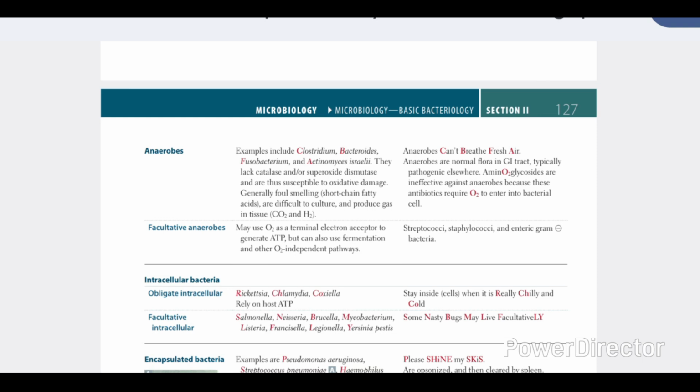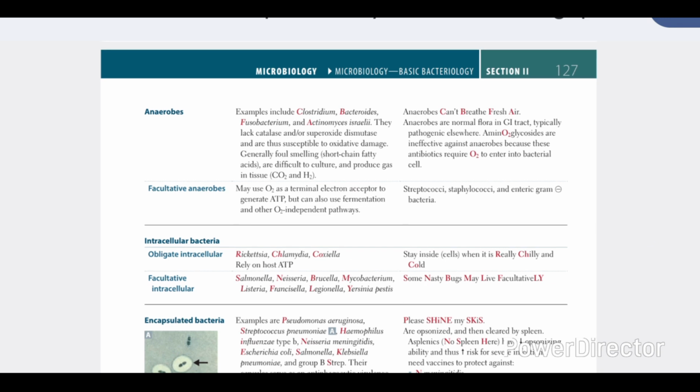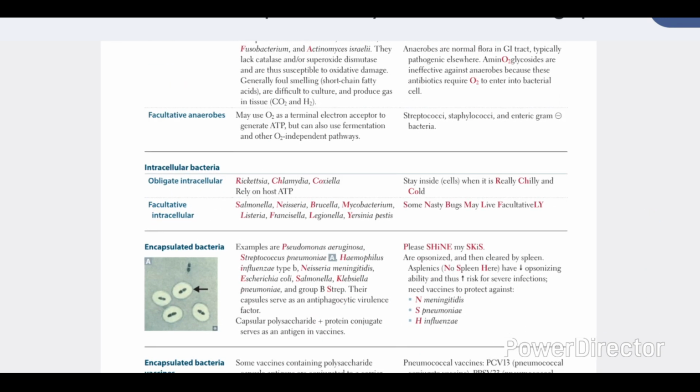Then we have the facultative anaerobes. Facultative anaerobes can use oxygen as a terminal electron acceptor to generate ATP, but can also use fermentation. So these organisms can survive in aerobic as well as anaerobic conditions. The examples include the streptococci, the staphylococci, and enteric gram-negative bacteria.